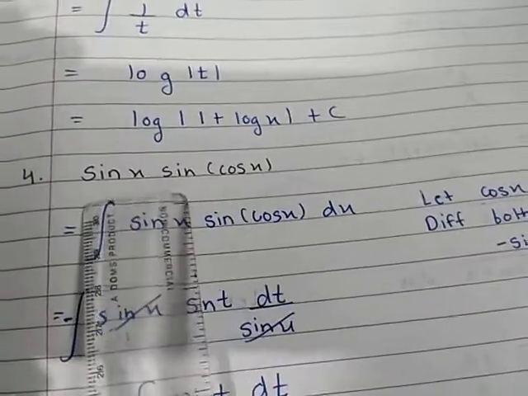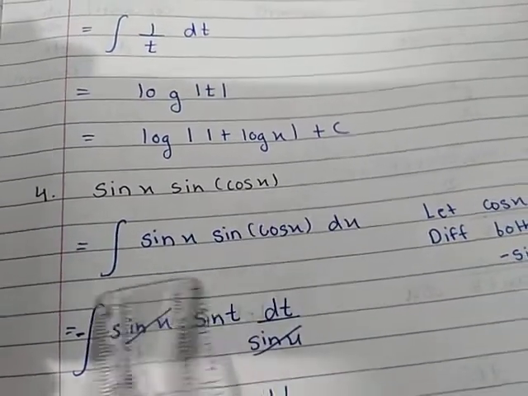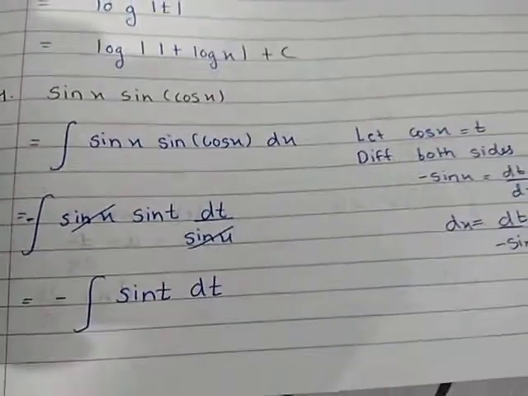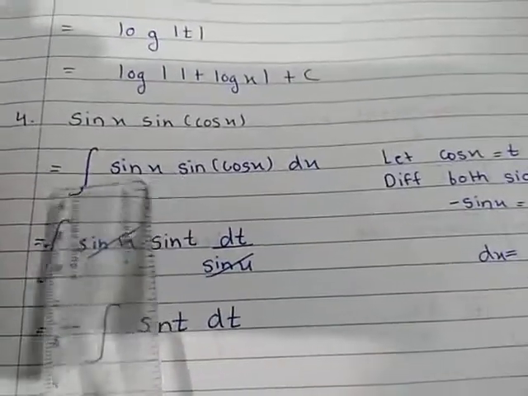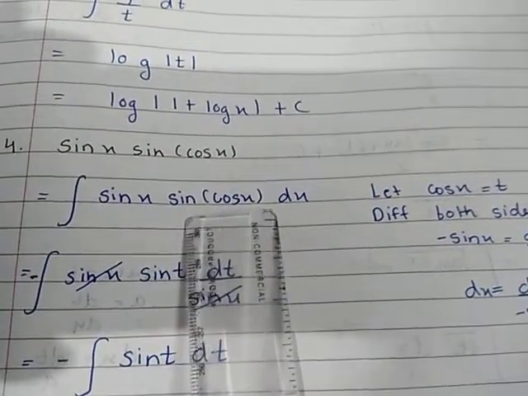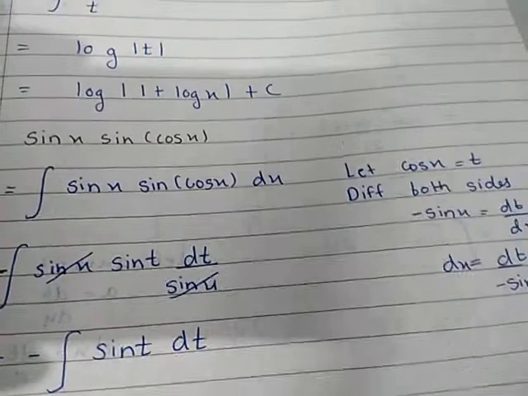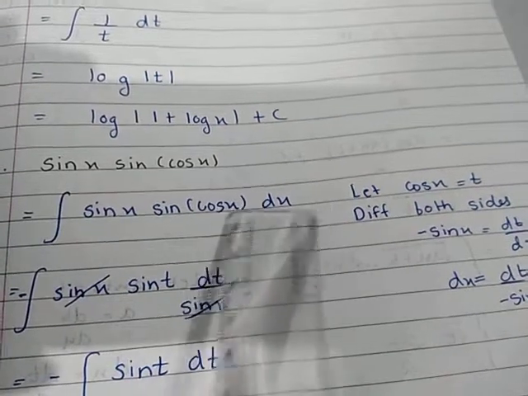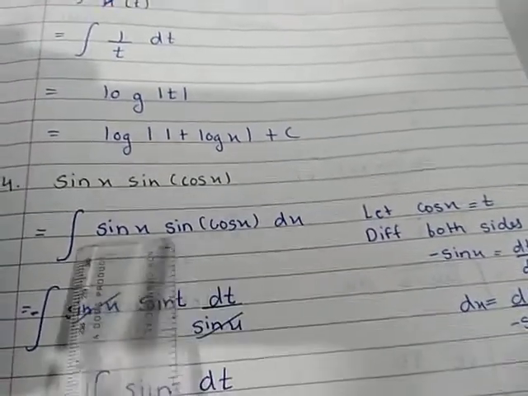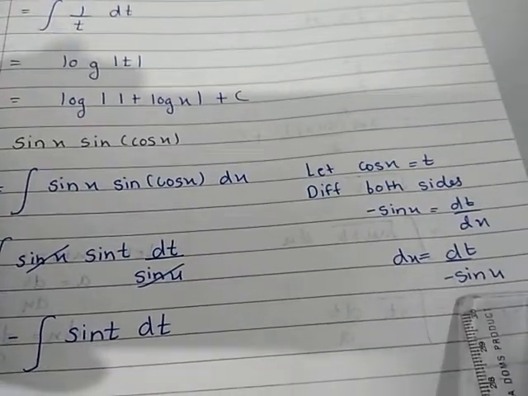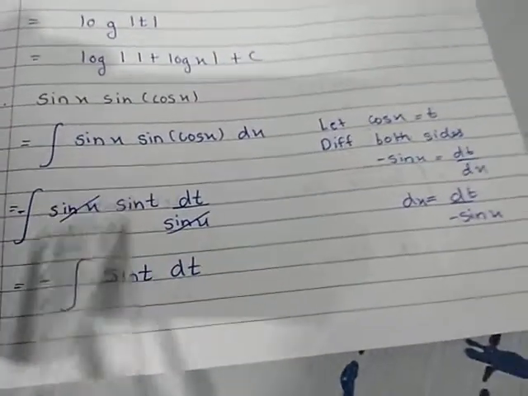Question number 4 is integration of sine x into sine of cos x dx. Now, sine x is a separate function and sine of cos x is a function of function, composition of function. Therefore, since we know that the differentiation of cos x is minus sine x, cos x can be treated as function and derivative is sine x. So let cos x is equals to t. Then dx will be dt upon minus sine x.